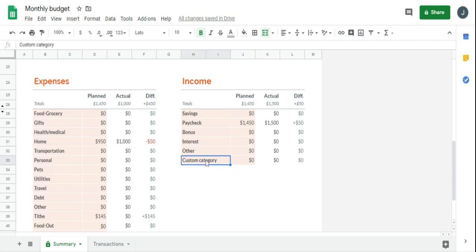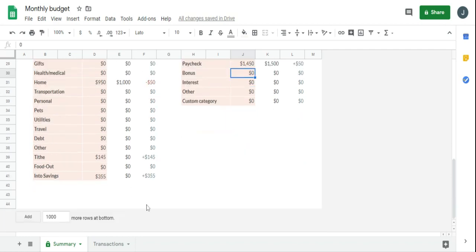Now here there's a custom category as well. So let's say you do like odd jobs, but you also have other here. Something to keep in mind. Bonus is if you get any additional bonuses from work that could be contributed.